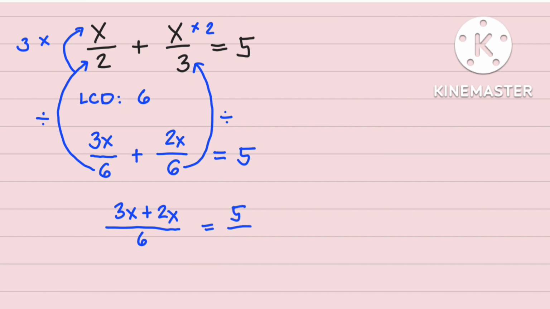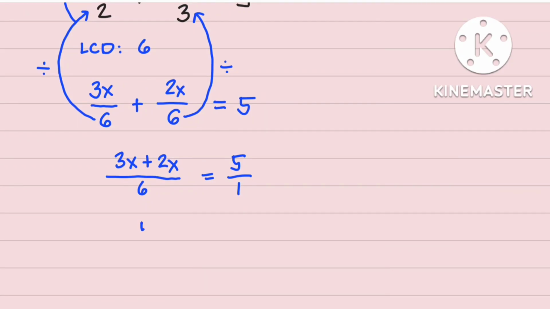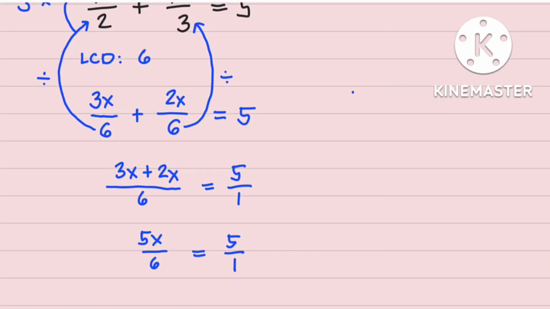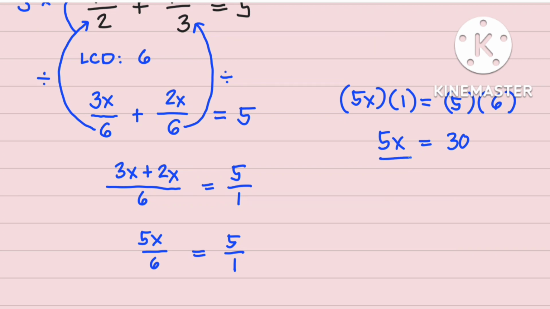At this point, I will place a denominator of 1. 3x plus 2x, that is 5x, divided by 6. That should be equal to 5 over 1. By the rule of proportion, the product of 5x and 1 should be equal to the product of 5 and 6. Then 5x is equal to 30. Dividing both sides by 5, x is equal to 6.